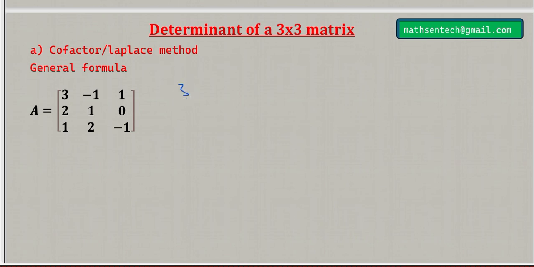So you're going to have 3 multiplied by the minor of 3. Remember the minor of 3? You cancel the row where 3 is and the column. So the submatrix you remain with is 1, 0, 2, negative 1. So you write it right there. Then minus, remember we are taking plus, minus, plus, because it's the first row.